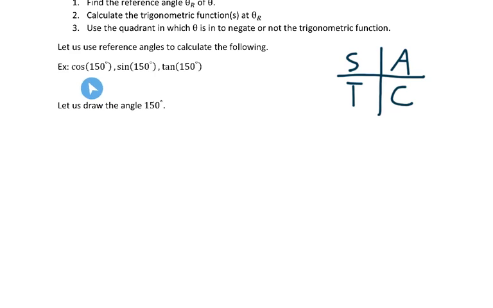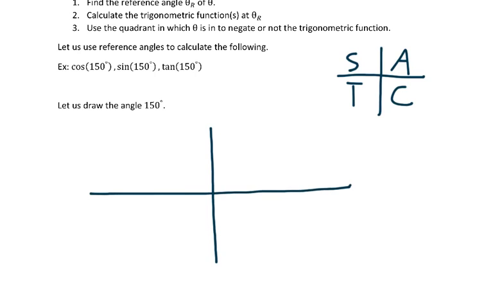do this example first. What we're going to do here is calculate cosine, sine, and tangent of 150 degrees. So first we're going to draw the angle 150 degrees. That's not so bad. When I say draw it, I mean draw it in standard position. Remember, for a reference angle, you're drawing the angle itself in standard position.